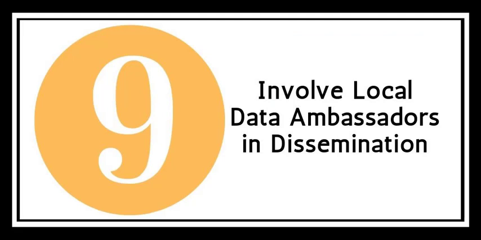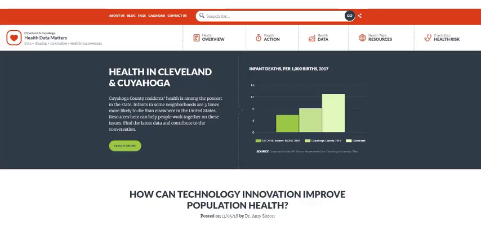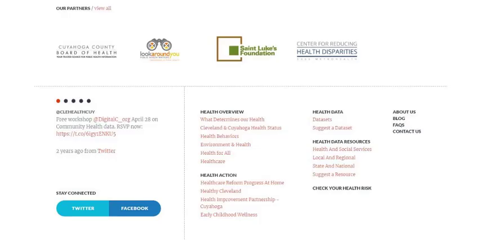Number 9. Involve local data ambassadors in dissemination. We are all part of a data ecosystem comprising data producers, data consumers, data stewards, and data publishers. Leverage your network to facilitate dissemination. For example, Health Data Matters, a Case Western Reserve Medical School initiative to improve community health in Cleveland and Cuyahoga County, actively involves community partners from more than a dozen local organizations to help formulate messaging, provide input on data, and encourage use of published information.